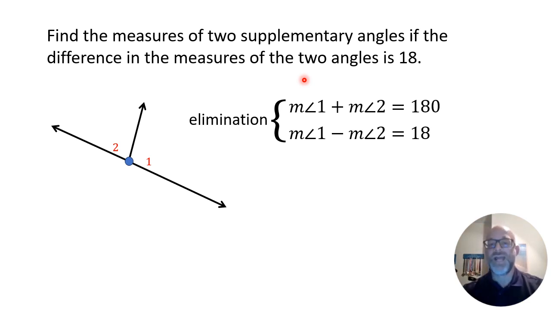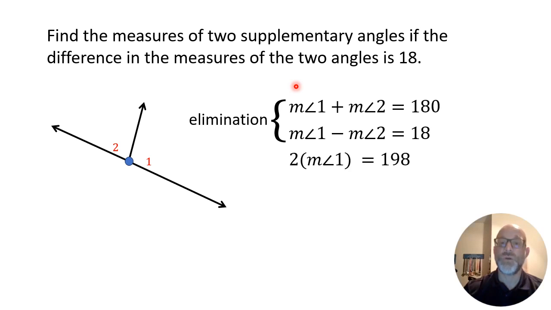Here, we are going to add the two equations. All right, let's start. What is the measure of angle 1 plus the measure of angle 1? 2 measures of angle 1. What's 1 apple plus 1 apple? 2 apples. What's the measure of angle 1 plus the measure of angle 1? 2 measures of angle 1.